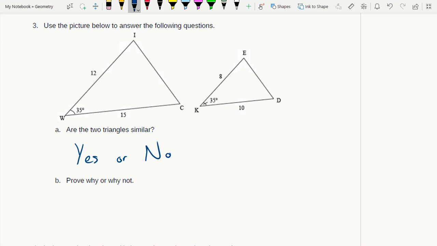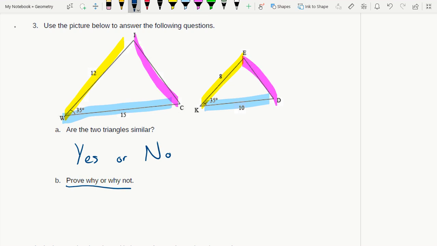Now let's look at what I've got, okay? And any work that I do, I'm going to put in this prove why or why not, because the work that I do is going to be the proof. All right, now I'm going to go ahead, just like we've done before. I'm going to identify corresponding sides, just so I know what I'm working with.